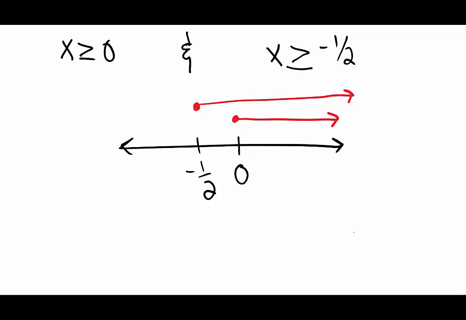So I need all values that are greater than or equal to 0 and greater than or equal to -1/2. So that leaves us with x greater than or equal to 0. Those are the values that are true for both statements.